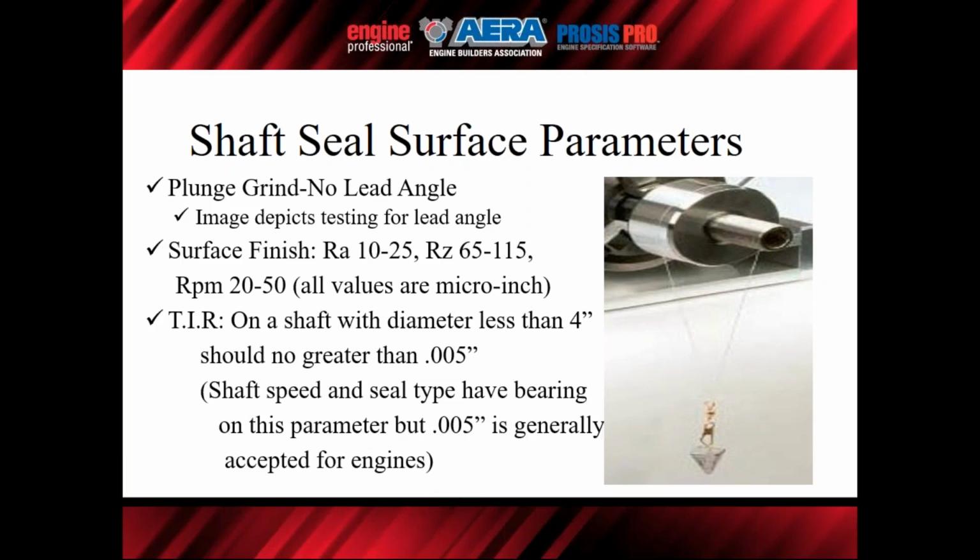Total indicated runout. On a shaft with a diameter of less than 4 thousandths, no greater than 5 thousandths runout is generally accepted. Shaft speed and seal type have bearing on this parameter. If you've got a PTFE, silicone, or polyacrylate, has it got a garter spring installed, is it a real high speed or real low speed? Those things have to be factored in. But again, generally 5 thousandths is accepted for engines.